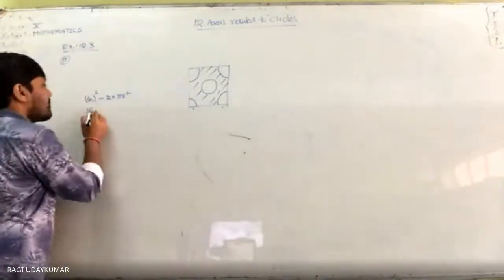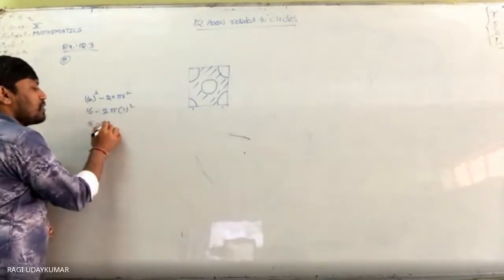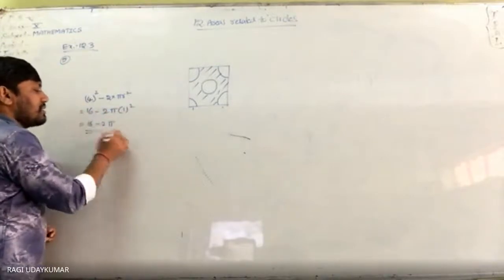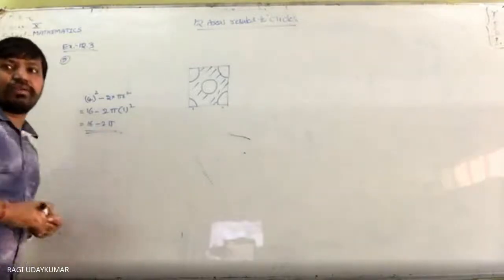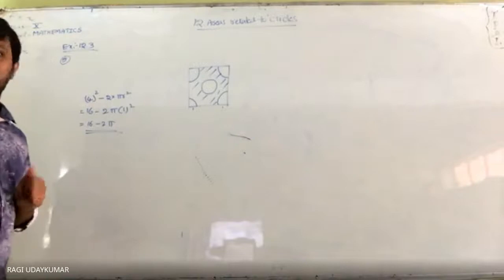So what do you get here? 16 minus 2π times 1 squared. The answer is 16 minus 2π. That is the area. Pi value is 22/7, you can take that, or you can write the answer as it is, 16 minus 2π. A simple question.